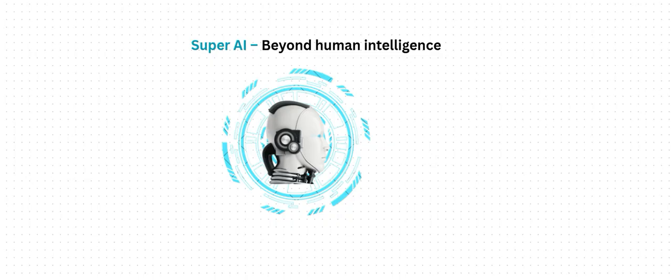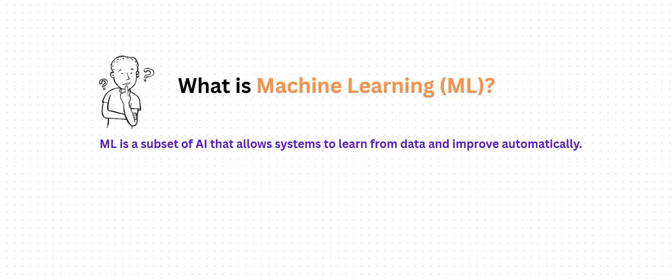These are the three main types of AI. So now it's time to understand what machine learning, or ML, is. Machine learning is actually a subset of AI. It allows machines to learn from the data and improve their performance without being explicitly programmed. In simple words, instead of giving the machine fixed instructions, we provide it with data. The machine then finds the pattern, learns from that pattern, and makes predictions or decisions.